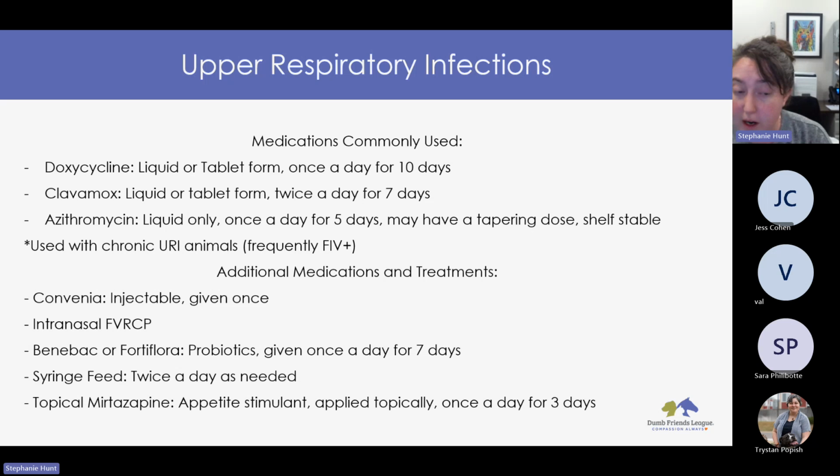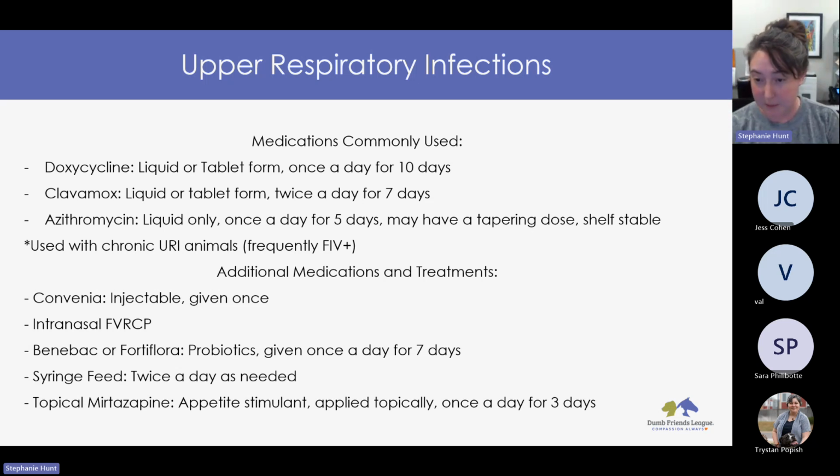Benebac or Fortiflora are 2 different types of probiotics that we give. These are typically given once a day for 5 days or for 7 days. The aim of the probiotics is to help boost their immune system, and also to help counteract the impact that antibiotics have on their gut flora. So it's both to help support their immune system and help them get over that upper respiratory infection faster, but also to balance out the impact that antibiotics have on our system.